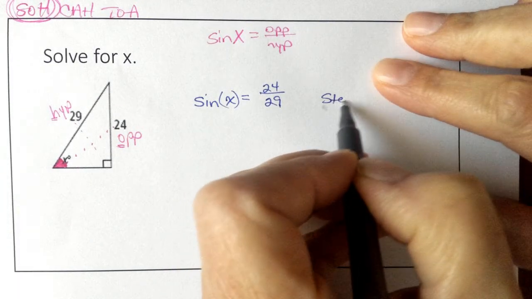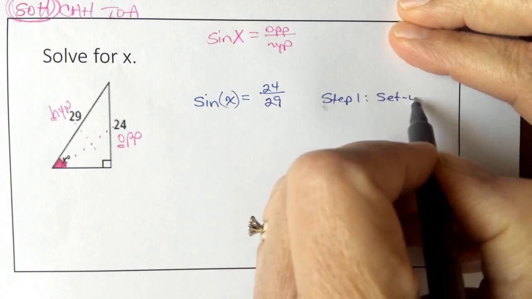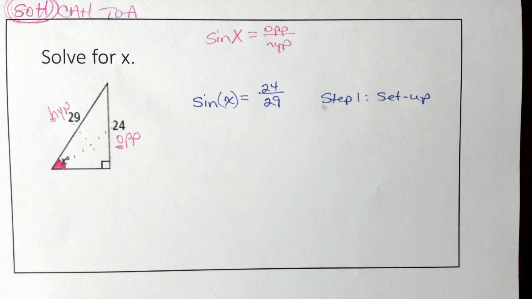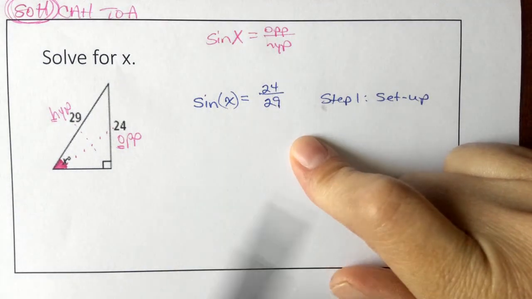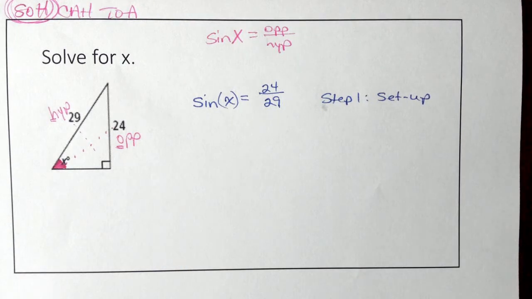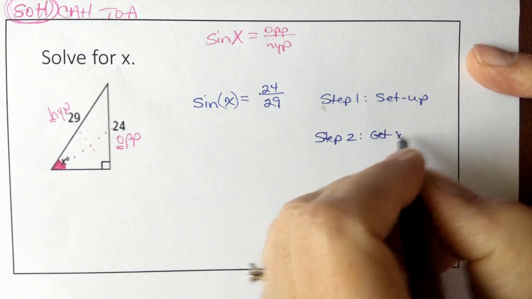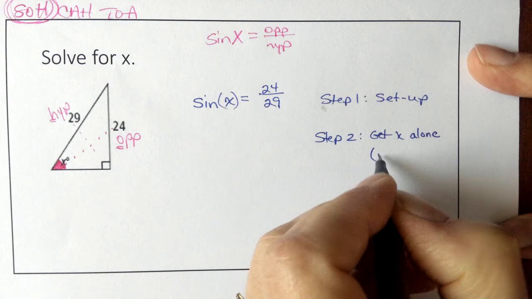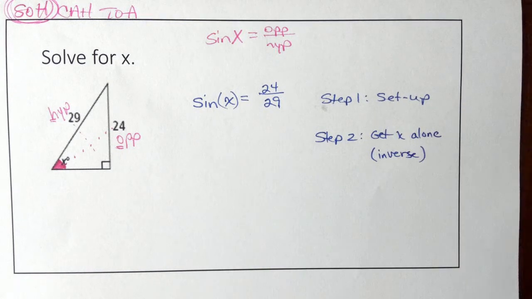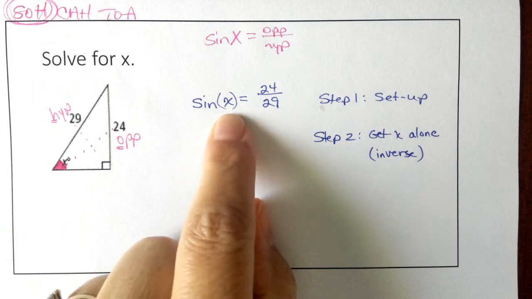So step 1 is the setup. That's exactly like we did before. The only thing that has changed is where the x is. The x is not on the right side in the ratio. The x is now on the left side. So the solving is going to change. The good news is this is the easiest one of all to do. It's the least work. The goal is to get an x on a side by itself. So step 2 is to get x alone. And in order to do that, you have to use an inverse, because the goal is to make sine go away so that x is left behind.